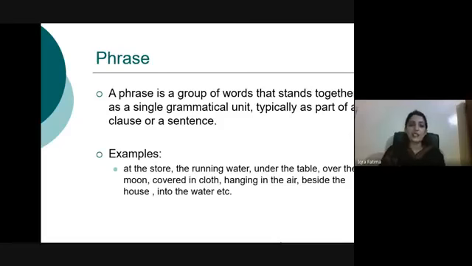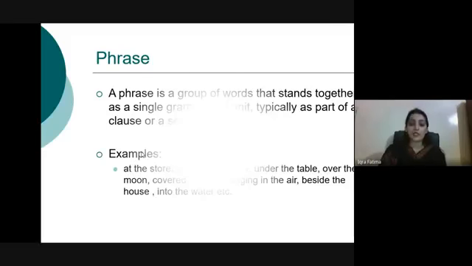You can see here examples: at the store, the running water, under the table, over the moon. There are words joined together, three or four words, or five words, or seven words, no matter how many words there are. But the thing is, there is no subject and verb, especially verb. Now you can see here, at is a preposition, the is an article, store is a noun. So these are examples of phrases.